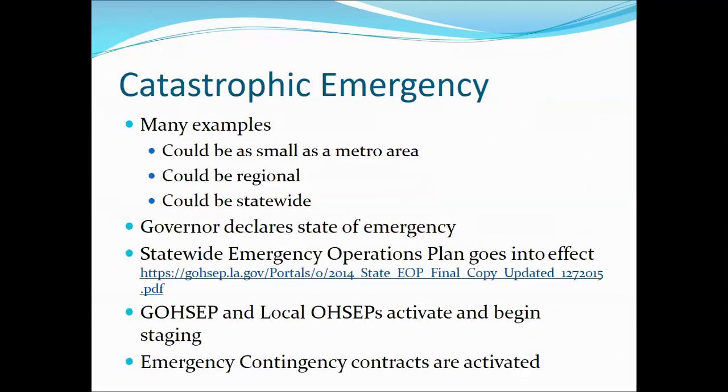There are many examples, and a governor-declared state of emergency can be as small as a metro area, it could be regional, it could be statewide. But when the governor declares a state of emergency, the statewide emergency operations plan goes into effect. That full plan is at the link attached there. GOSEP and local offices of Homeland Security and Emergency Preparedness activate and begin staging resources, and our emergency contingency contracts are activated. Please take note that the governor can declare a state of emergency for the entire state of Louisiana or narrow it down to specific parishes or municipalities.